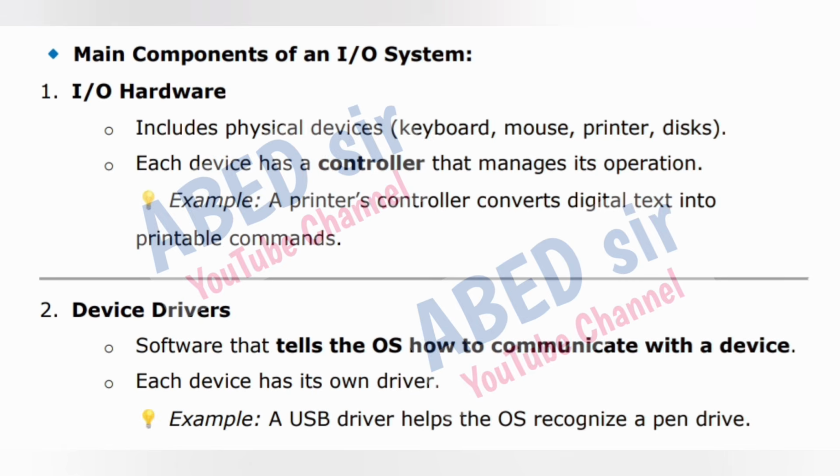1. I/O hardware. Includes physical devices, keyboard, mouse, printer, disks. Each device has a controller that manages its operation. Example, a printer's controller converts digital text into printable commands. 2. Device drivers. Software that tells the OS how to communicate with a device. Each device has its own driver. Example, a USB driver helps the OS recognize a pen drive.